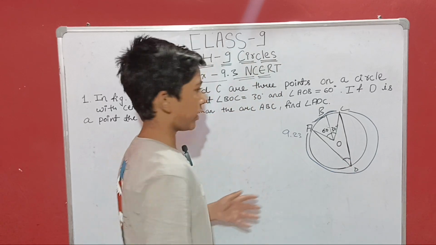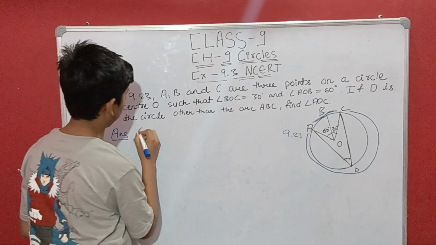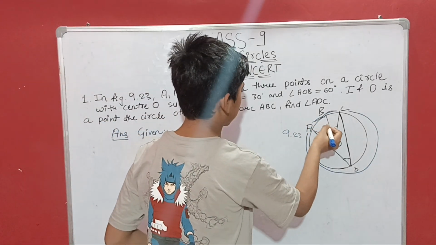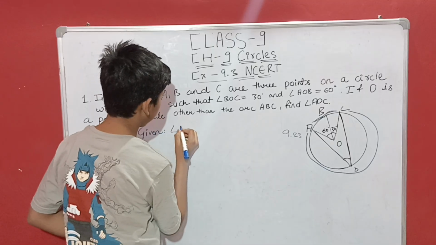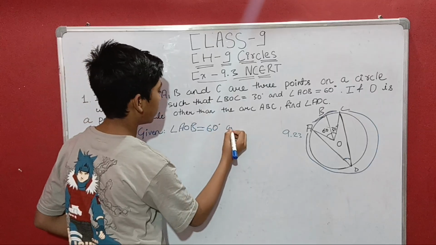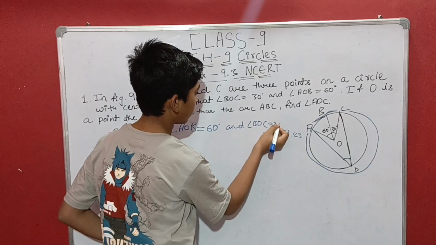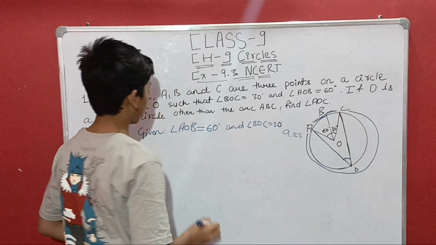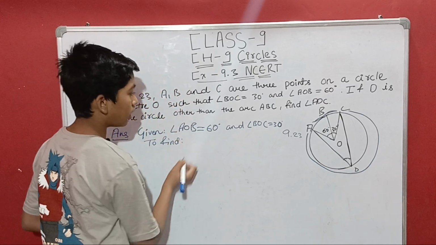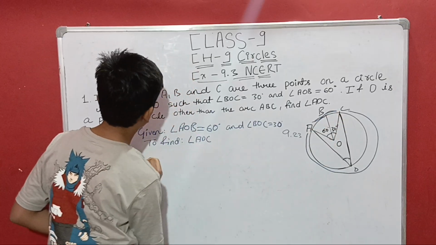Okay, so now we shall start solving the question. First we shall write the given information, which is that AOB is equal to 60 degrees while BOC is equal to 30 degrees. Now we shall write what we have to find. We have to find angle ADC.